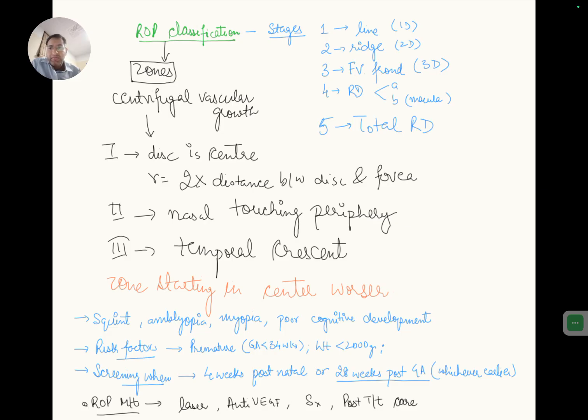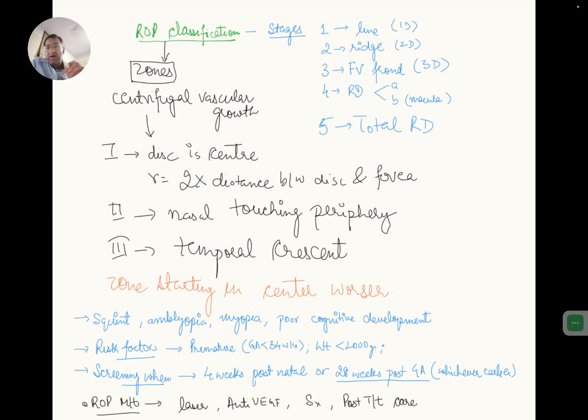ROP is classified into zones depending on where the mature vessels have reached. Because the vessels grow centrifugally from the center of the disc, the retina can be classified into three zones. The first zone is made with the disc as the center, and the radius of this circle is twice the distance between the disc and the fovea. This circle is labeled as zone 1. The second zone is the circle which is tangentially touching the nasal periphery at the ora. And the third zone is whatever retina is left in the temporal, superior and inferior area beyond zone 2, labeled as zone 3.